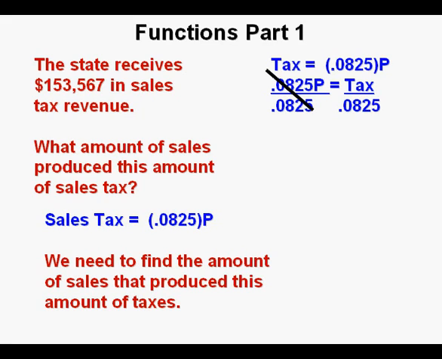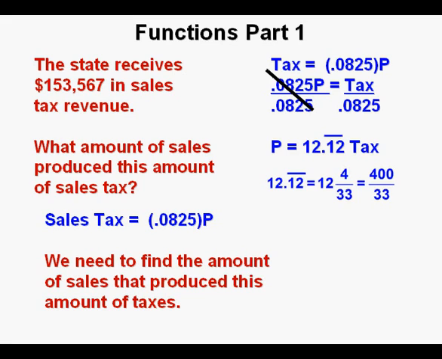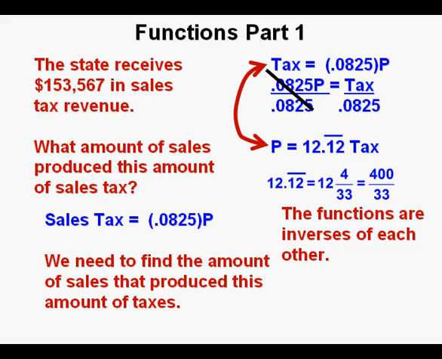Then 0.0825 over 0.0825 cancel on the left side to equal 1. We end up with the equation p equals tax times 12.12 repeating. That's what the little line segment over the 0.12 represents, repeating digits. 12.12 repeating is the mixed number 12 and 4/33, or the improper fraction 400/33. These two functions, the one we just determined and the original sales tax function, are inverses of each other.